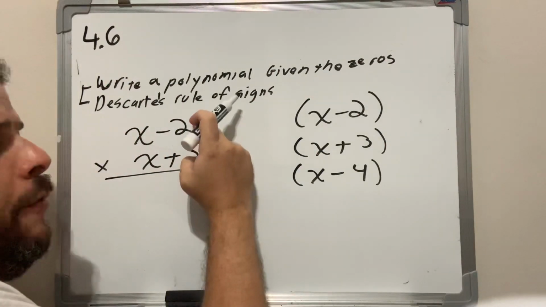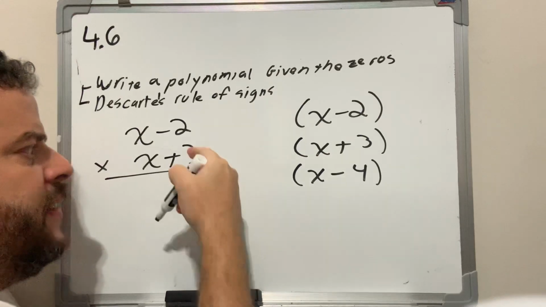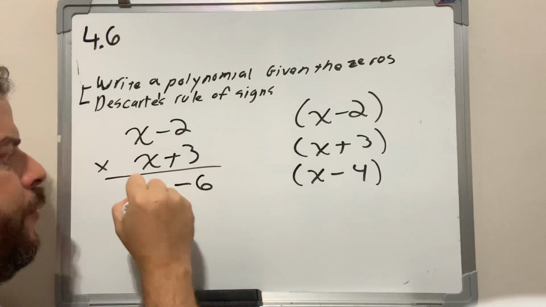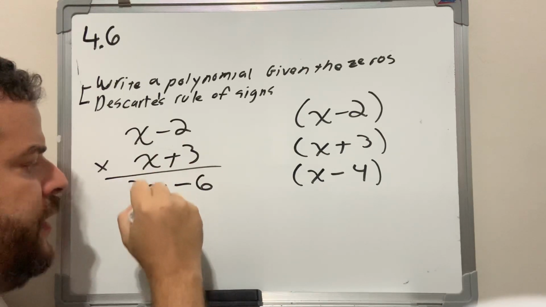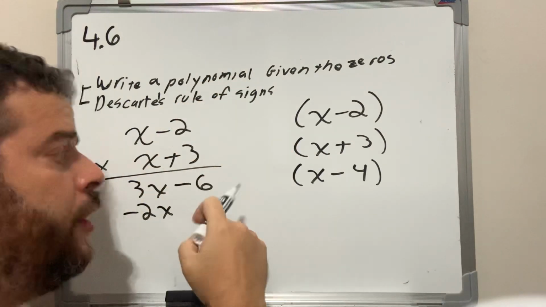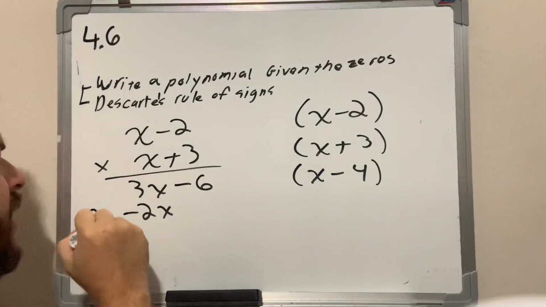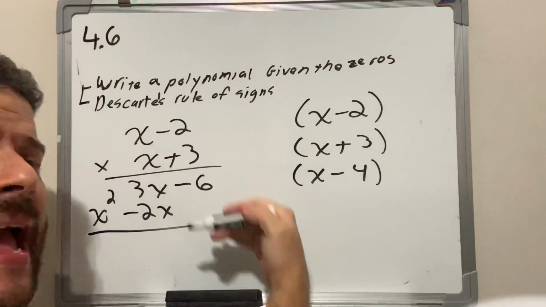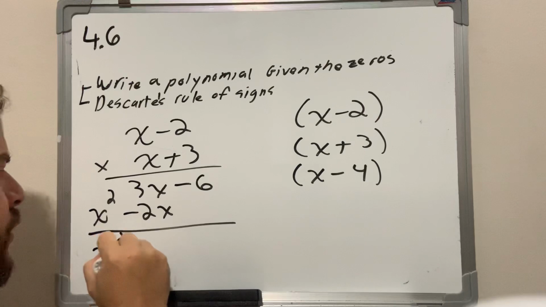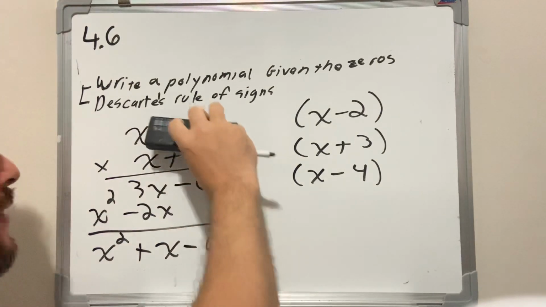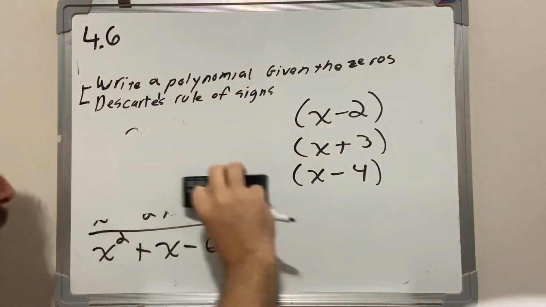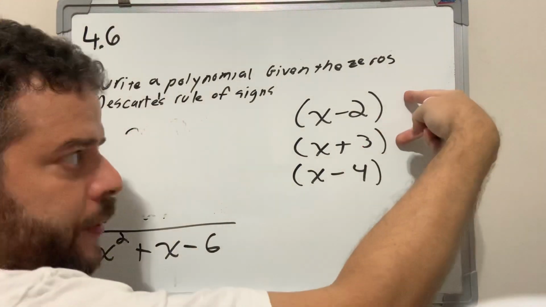So, positive 3 times negative 2 is negative 6. Positive 3 times x is 3x. x times negative 2. Remember, we write the degrees that are alike on top of each other. And x times x is x squared. Now I add my answer. I'm left with x squared plus x minus 6. So that is the result of multiplying my first two polynomials.